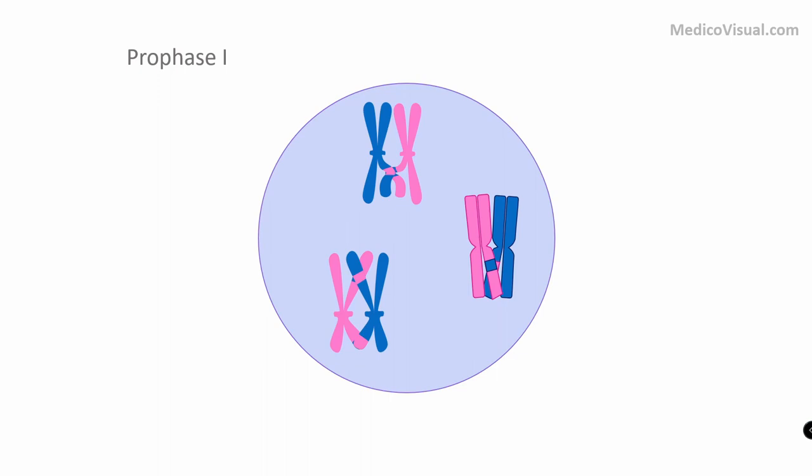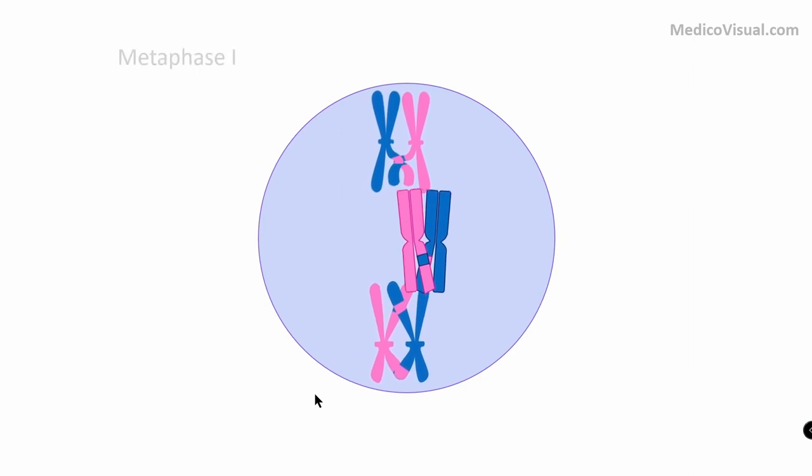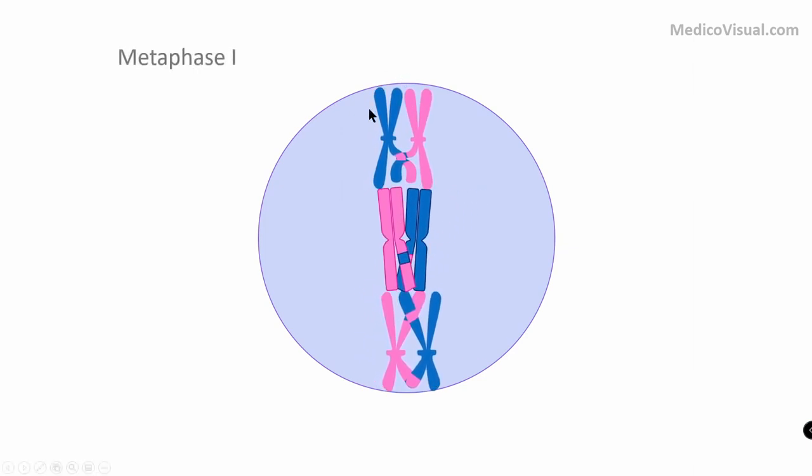So all these things happen in prophase. And interestingly, you can see they are still attached with each other, especially at these chiasmata points. Right, let's move forward. Now all these homologous chromosome pairs are arranged in the midline, and this is called arrangement on the metaphase plate. They arrange on the midline, and from the centrosome spindle fibers arise that attach to the kinetochore.